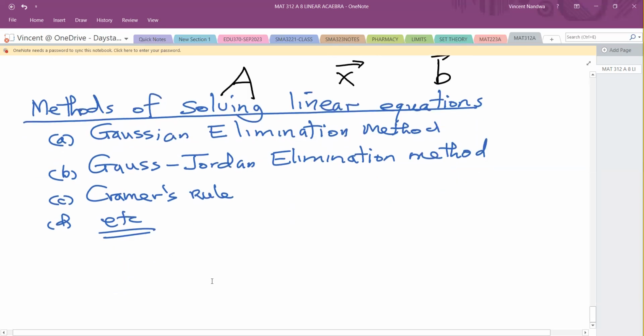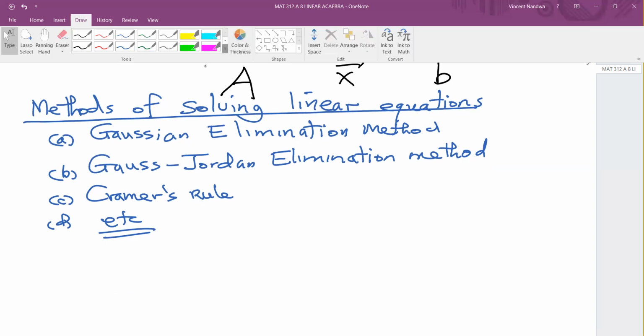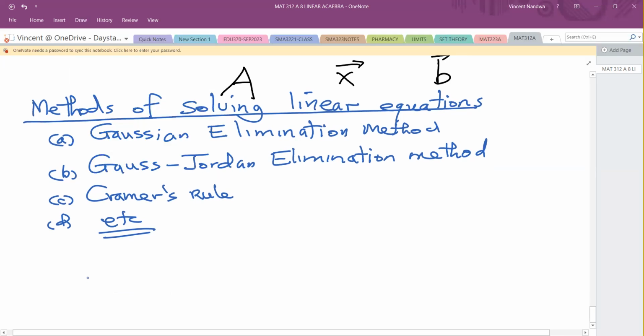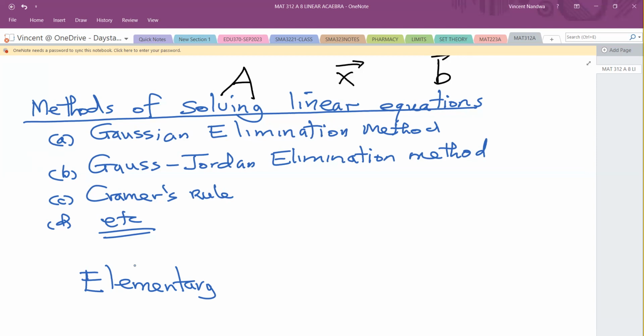So before we stop, let's define what we call elementary. So we'll discuss each of these methods in details. But now what I want us to discuss is what will help us to really interpret and understand how to solve each of them. Solve the system of linear equations using each of the above methods.